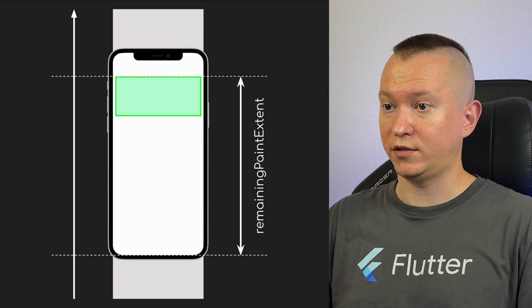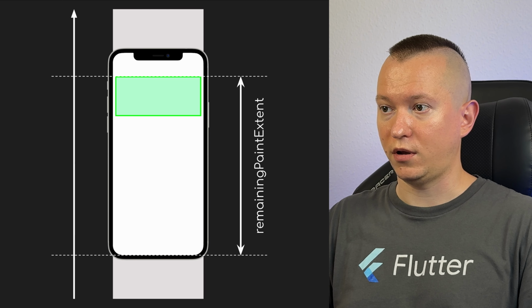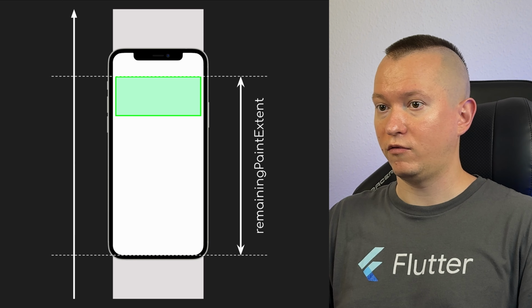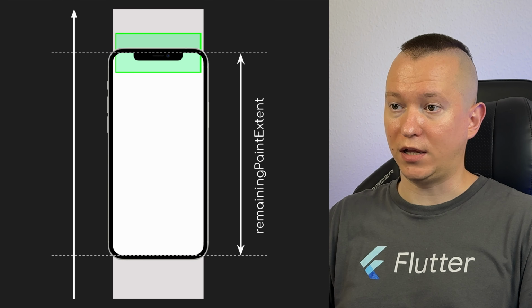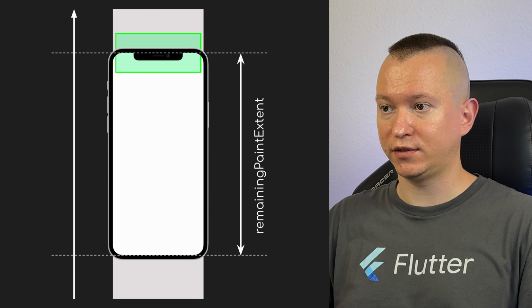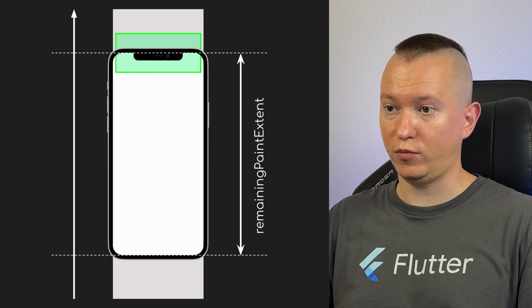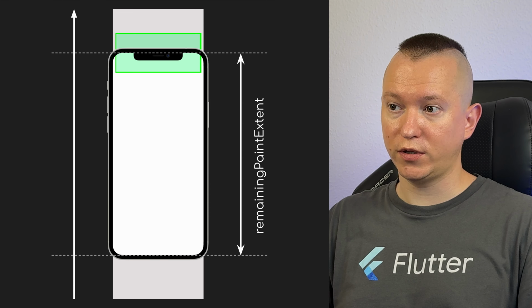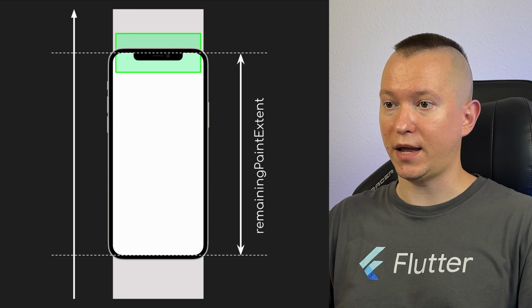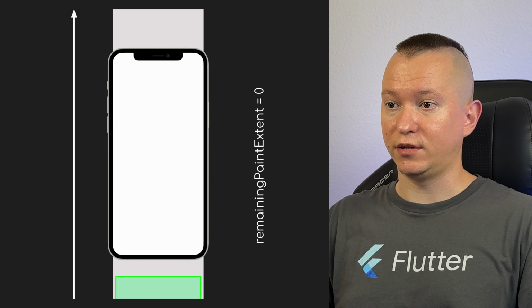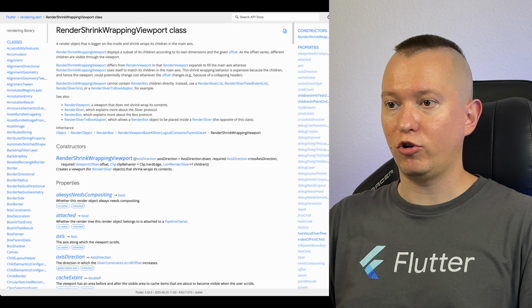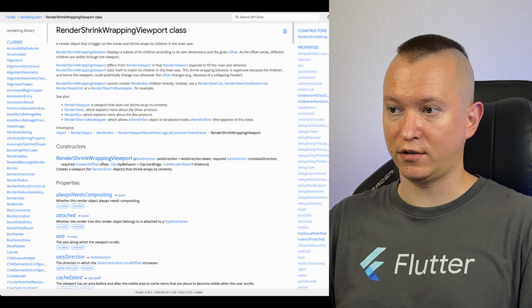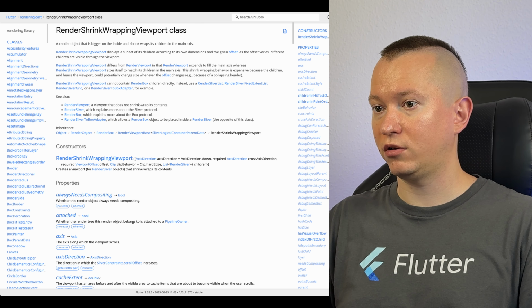While the sliver is in the visible part of the viewport, this parameter is the distance from the leading edge of the viewport to the trailing edge of the viewport. And when the leading edge of this sliver leaves the visible part of the viewport, this property will be equal to the viewport main axis extent, the whole visible size of the viewport along the main axis. When a sliver is before the visible part, this value is also 0. This value can be infinite when the viewport is unconstrained, for example, RenderShrinkWrappingViewport.